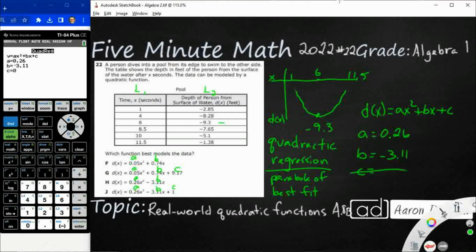All right, so it's not going to be G. It's not going to be J. And we see it right here, the 0.26, negative 3.11. Our answer here is H.